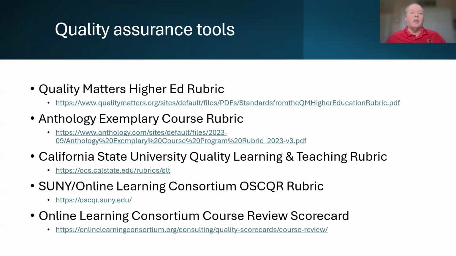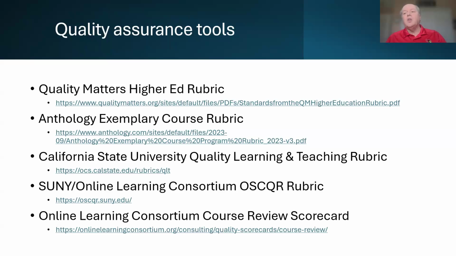Another one that is quite widely used, especially for Blackboard customers, is the Anthology Exemplary Course rubric. Now that Anthology has had some corporate name changes, the Anthology Exemplary Course rubric is now transitioning back to being the Blackboard Exemplary Course rubric. Now the thing about this rubric is it's not just for those who are using the Blackboard LMS. These are standards that can be applied to online courses regardless of what your learning management system is.